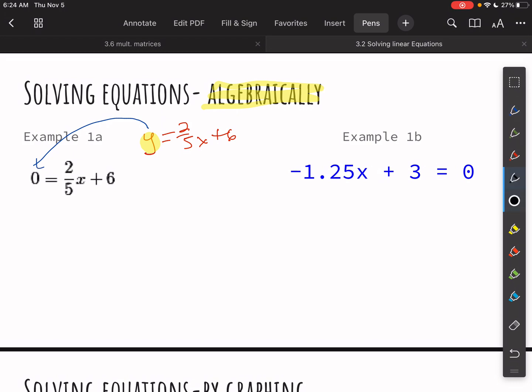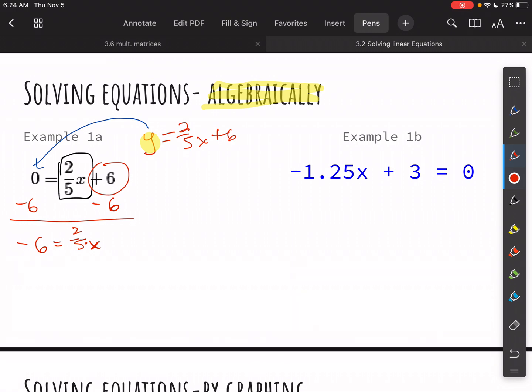Okay, so to solve this, I'm trying to get this guy by itself. All right, we're just going back to basic rules of algebra. So to do that, I'm going to get rid of this guy. So I subtract 6 from both sides. So I get -6 is equal to 2/5 x. And then I got to get x by itself. Right now, this is being multiplied, right? So I need to divide by 2/5.